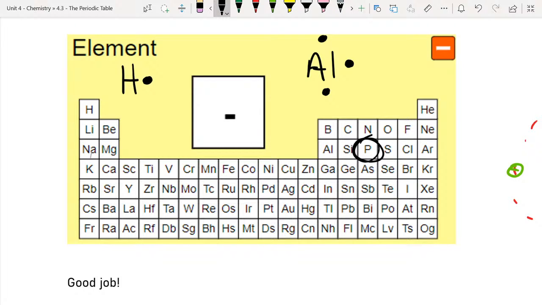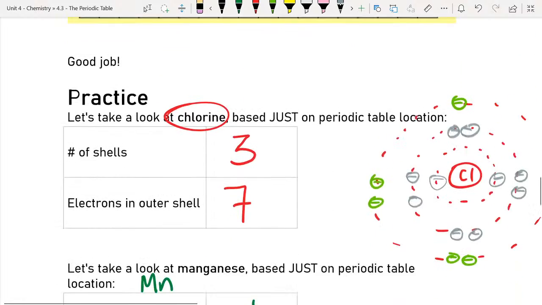We find it in the third row, which means it has 3 shells, but we don't have to worry about those because the first shell is full. The second shell is full. We just have to worry about the third shell. How many are in phosphorus's third shell? 1, 2, 3, 4 and 5. So phosphorus has 5 electrons in its valence shell.